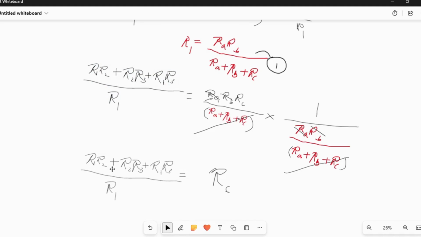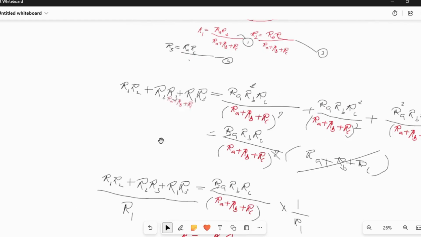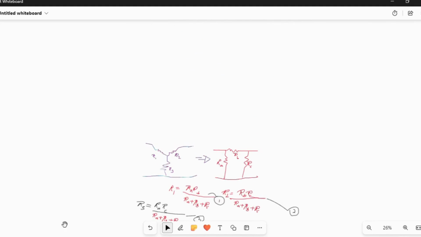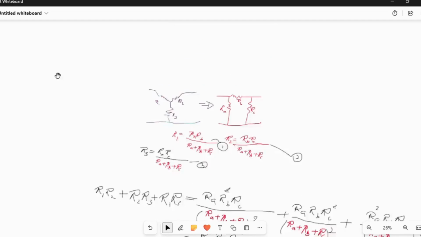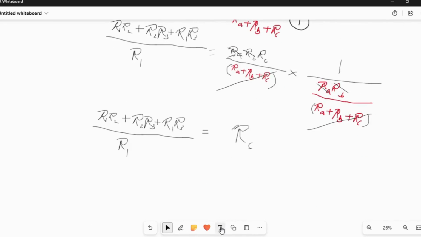So this is the relationship that we obtain at first. RC can be written in terms of R1, R2 and R3. So now we have already transformed our circuit, so we want to write the remaining RB and RA.